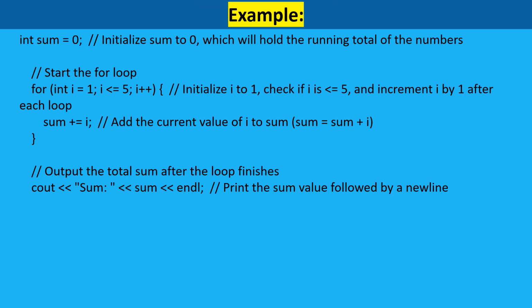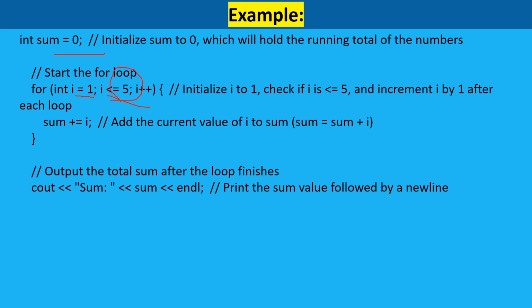There is another example. This line declares an integer variable sum, initialized to 0. The variable will be used to store the cumulative sum of numbers from 1 to 5. Initialization: create a loop counter variable I and initialize it to 1. Condition: I less than or equal to 5, so the loop runs as long as I is less than or equal to 5. This runs 5 times, for I equal to 1, 2, 3, 4, and 5.